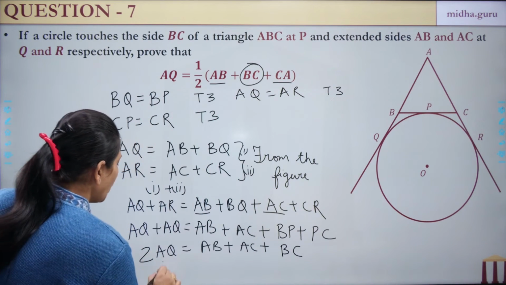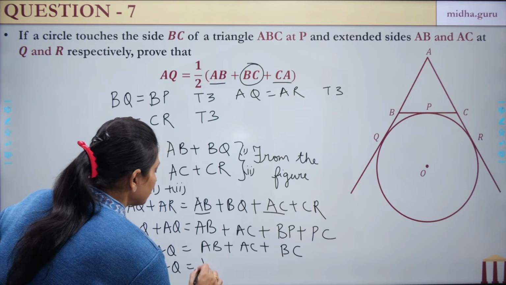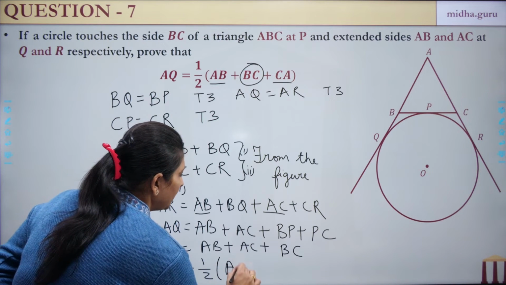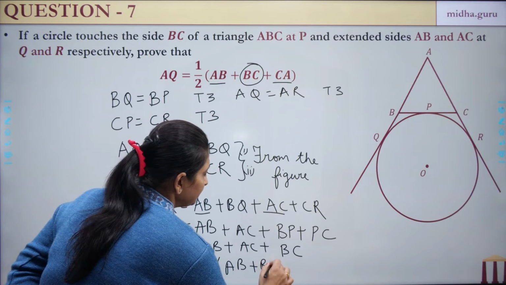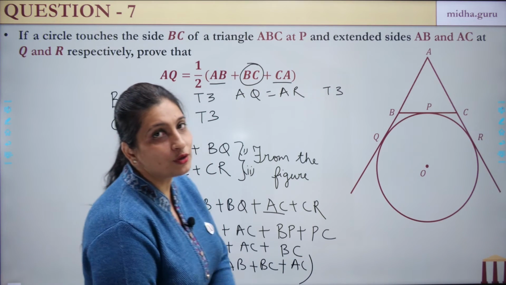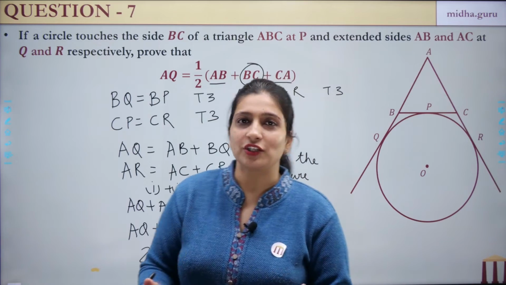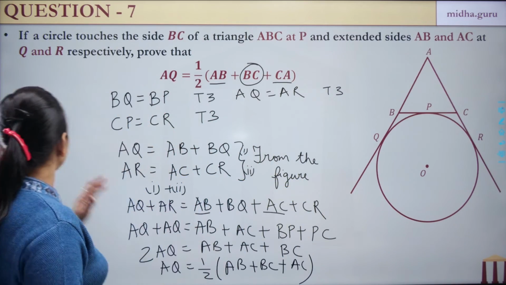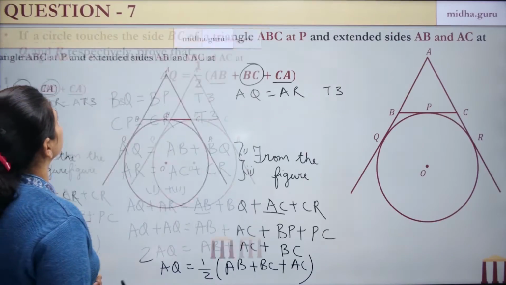So we have got it. We can write AQ is equal to half of AB plus BC plus AC. So we are done with this question also. We are done with the 7 questions. So we'll move on to the next question, which is the 8th question.